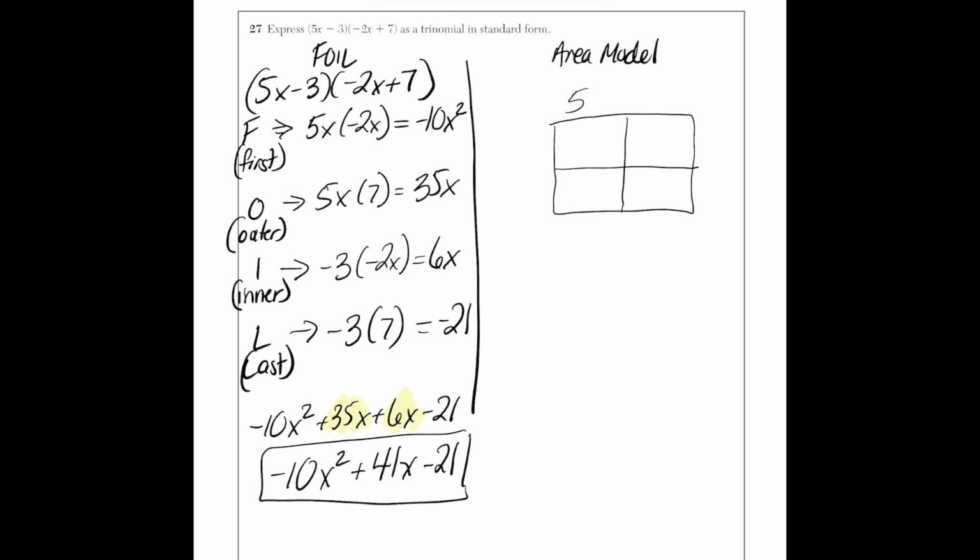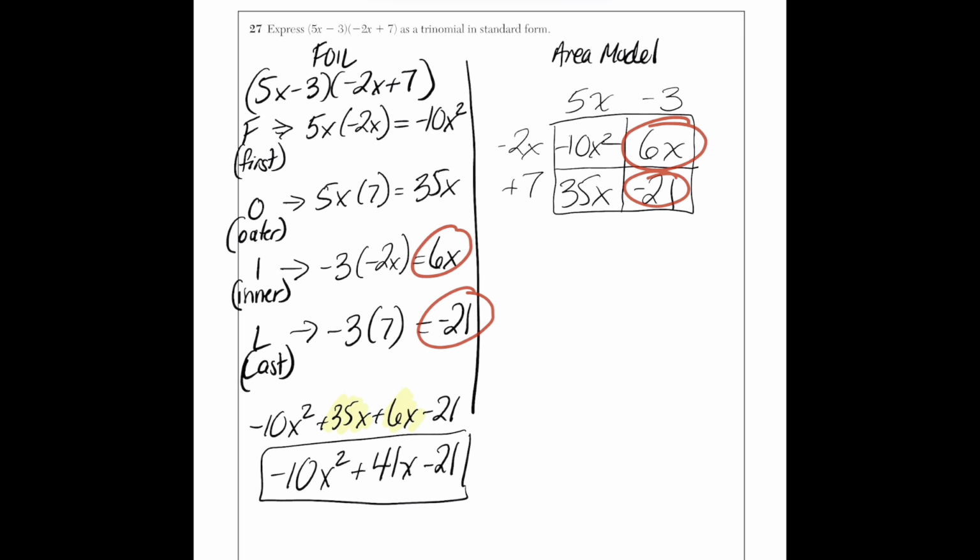I'm going to do a 2 by 2 square because I have two terms, 5x minus 3 and negative 2x plus 7. And now I'm just multiplying and putting those numbers in the boxes. So with the first one, negative 2x times 5x is our negative 10x squared. You'll notice the same thing we did here, so that we can multiply two numbers at a time. So here's 6x, here's 35x, and here's negative 21. These are the exact same terms that we had before.